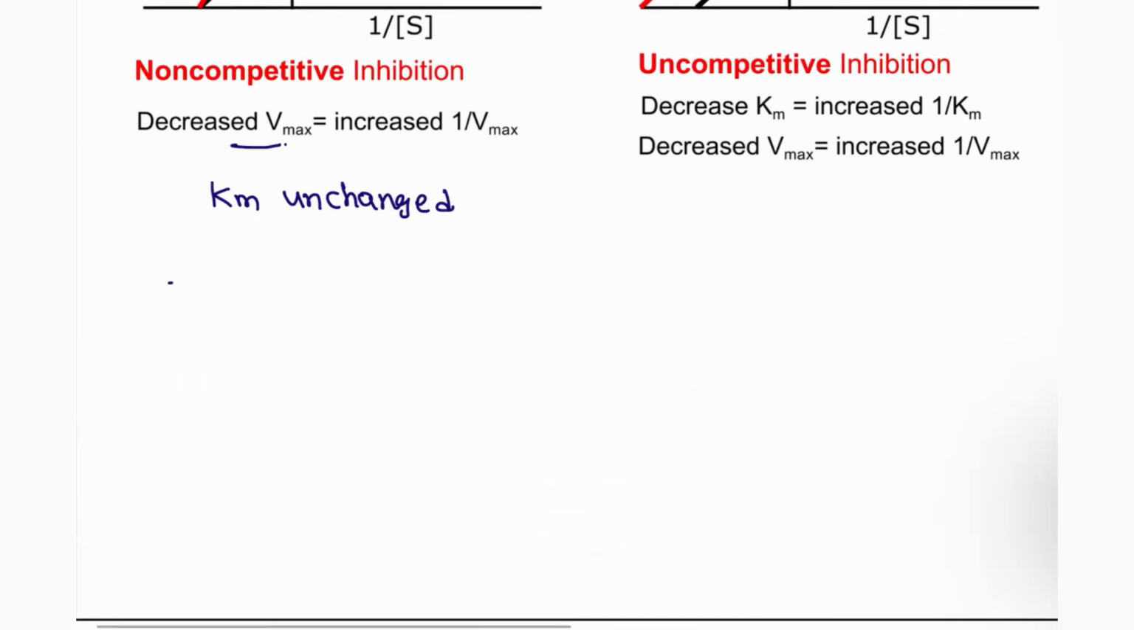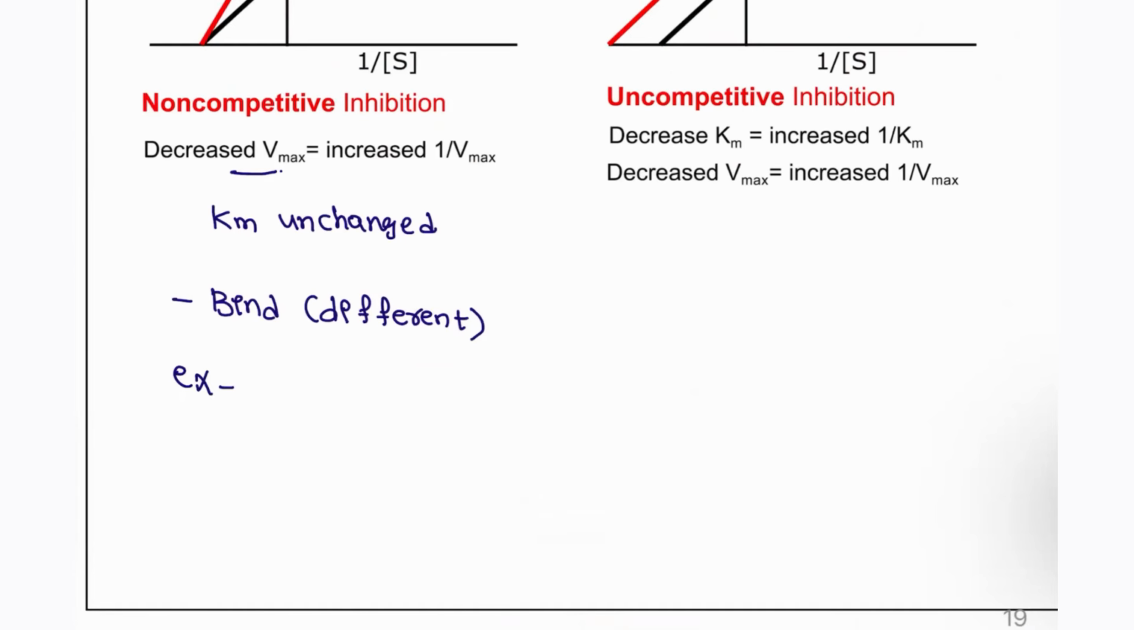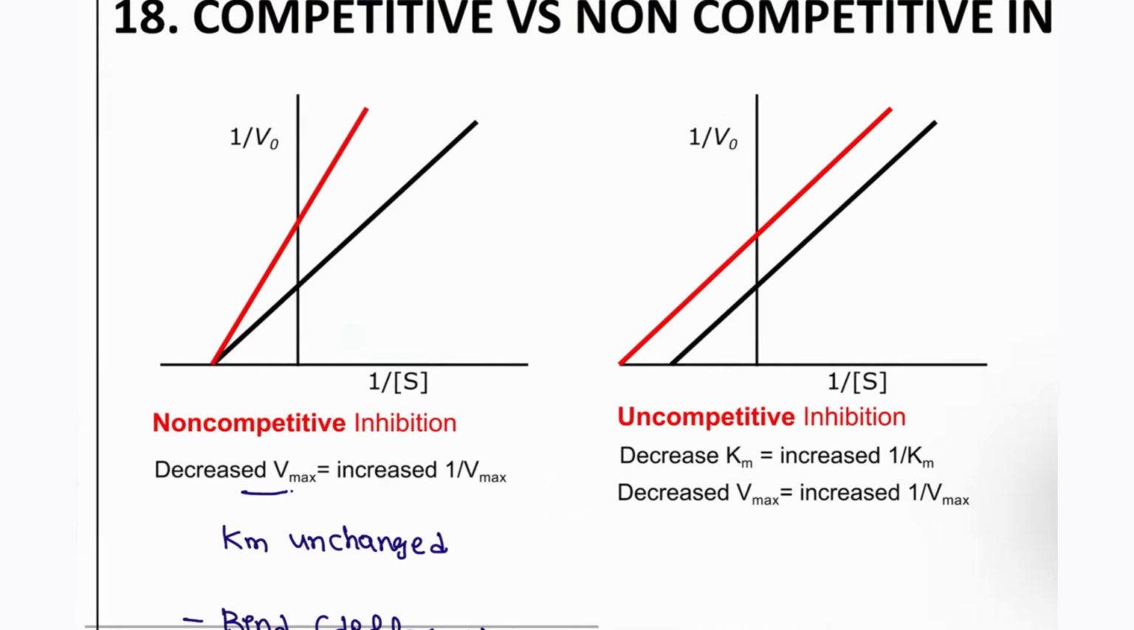Non-competitive inhibitors bind at a different site. So the binding site is different. The Vmax will be decreased in this patient and Km is unchanged. Examples of this are heavy metals, like OP poisoning, and also cyanide. In non-competitive inhibition there is no competition between them, so they cannot meet in the same place; both are in different directions.